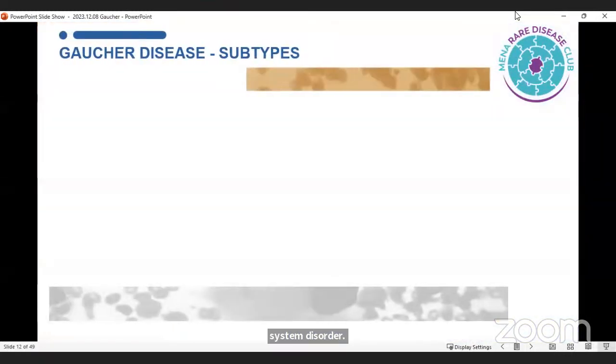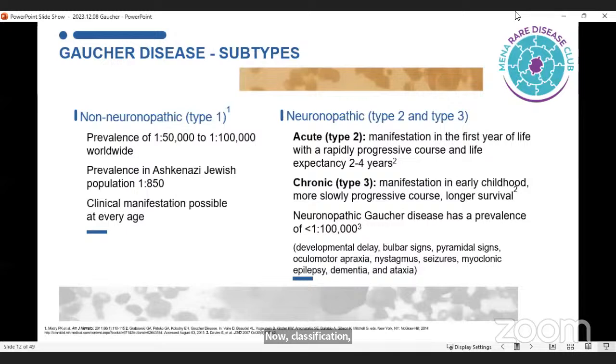Now, classification. The commonest type, what we typically see, is the non-neuronopathic, or non-neuropathic, or type 1. In this condition, the main manifestations are visceromegaly, hepatosplenomegaly, blood manifestations, thrombocytopenia and anemia, and bone manifestations. We don't have primary neurological manifestations. This is the commonest, with a prevalence of about 1 in 50,000. The age is variable; it can start early in life, from infancy to adulthood.